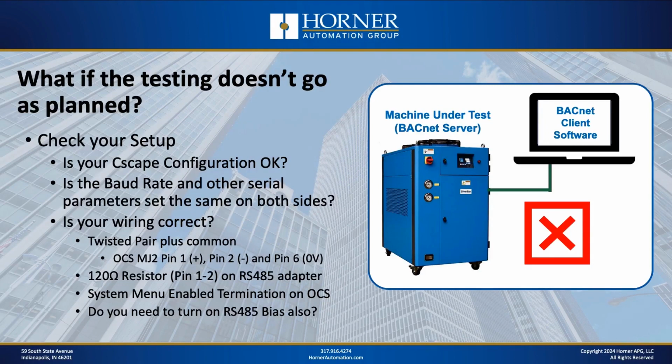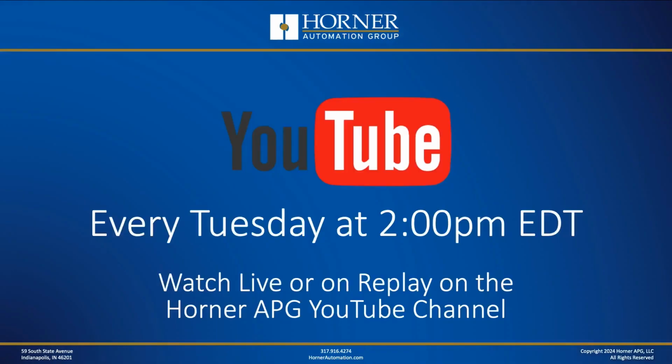Now, one thing that's important to note is if you need to turn biasing on or termination on in your facility to get everything working properly, those may need to be off at your customer site, because at the customer site, the OCS or your machine may not be at the very end of the BACnet MSTP network, so therefore termination should be off. And again, biasing is normally handled by the router type device, so that should probably be off by default as well. So just a couple things there to check if things don't go as planned.